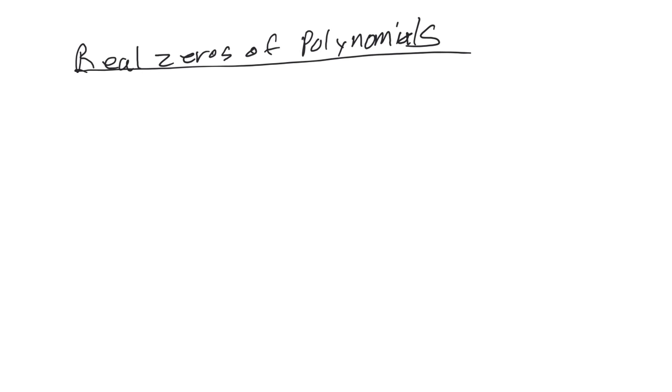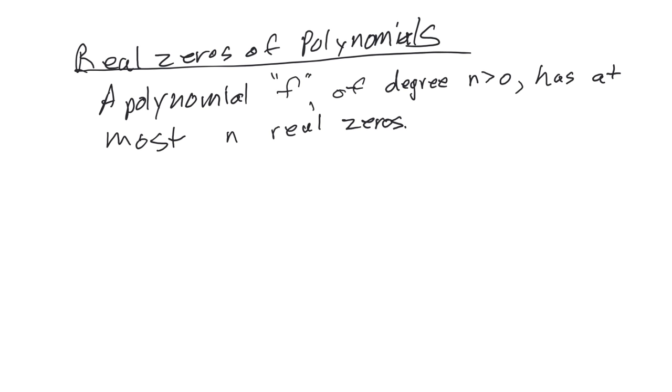So today we're going to study the real zeros of polynomial functions. There are imaginary numbers, but I don't have time to do that this year. Now, a polynomial function f of degree n greater than 0 has at most n real zeros. Here's what you need to remember: some of them are not necessarily distinct.